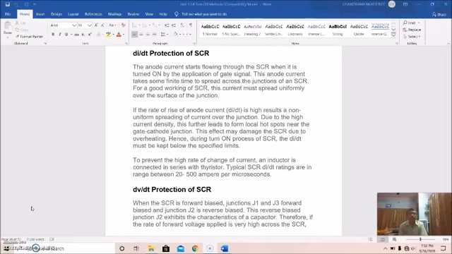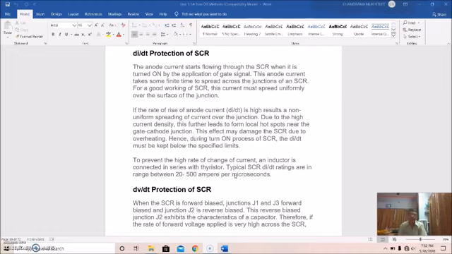For good working of the SCR, this current must spread uniformly over the surface of the junction. If the rate of rise of this anode current, that is DIGT, is high, it results in non-uniform spreading of current over the junctions, because it cannot be spread out uniformly across and along the junctions. So due to high current density, this further leads to local hotspots near the gate cathode junction. This effect may damage the SCR due to overheating.